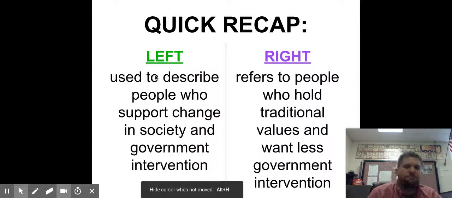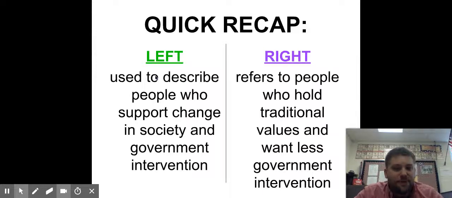So let's look at our next one here. So a little bit more, right? On the left side, basically, if you are a left-minded person or leaning left politically, on the left of the political spectrum, or you're more of a liberal, you probably support change in society and government intervention to create equality. If you're on the right side, you most likely believe that people should hold traditional values, that things should stay the same, that the government shouldn't get involved, and that society will change when society is ready. They don't need the government to change society for them.